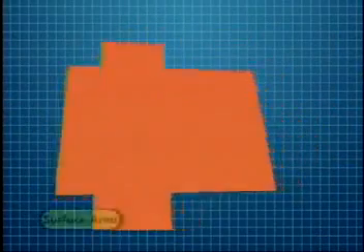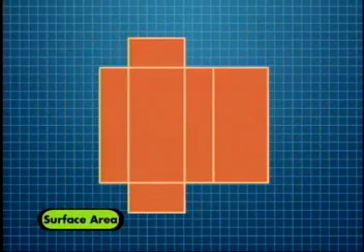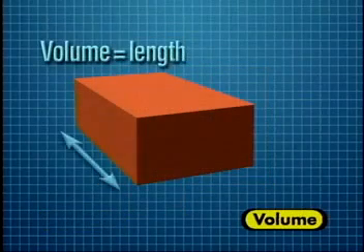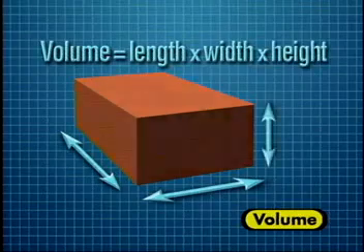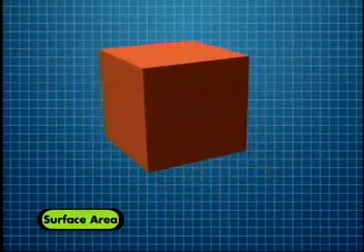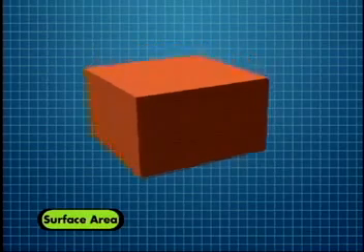Okay, let's summarize. The surface area of a rectangular prism is the sum of the surface area of its 6 sides. The volume of a rectangular prism is the length times the width times the height. A rectangular prism has the minimum surface area when it's a cube, and the surface area increases as you flatten it.